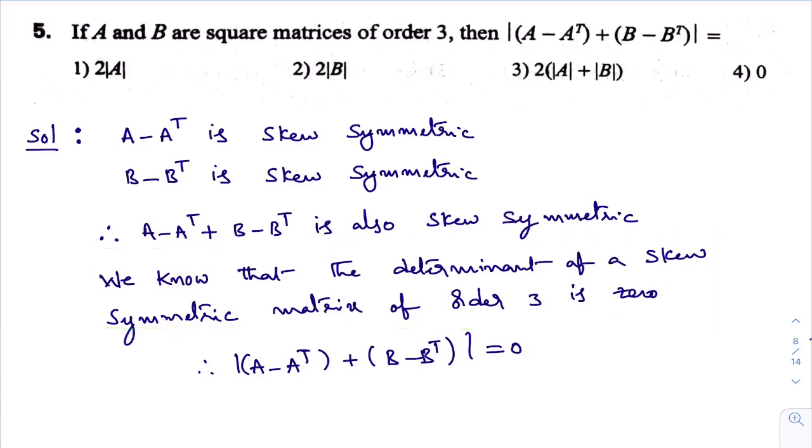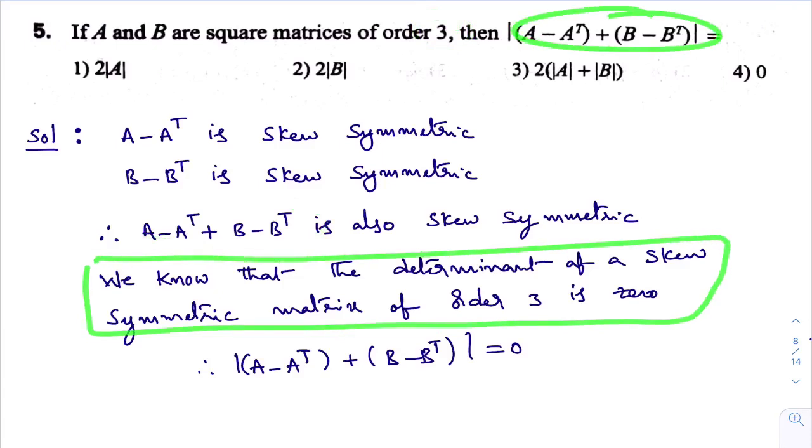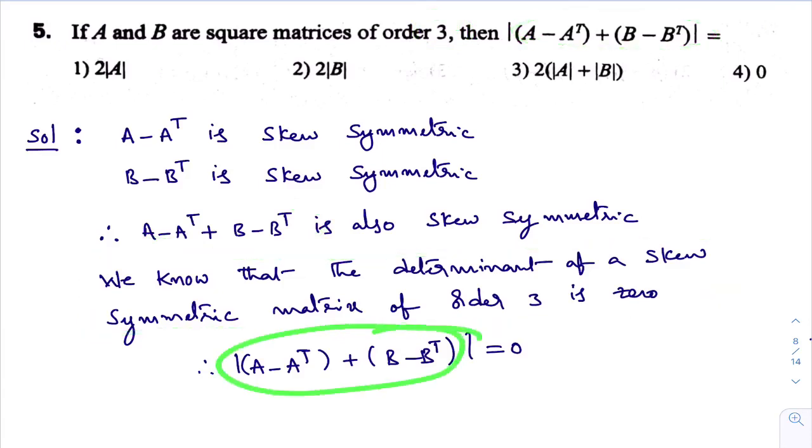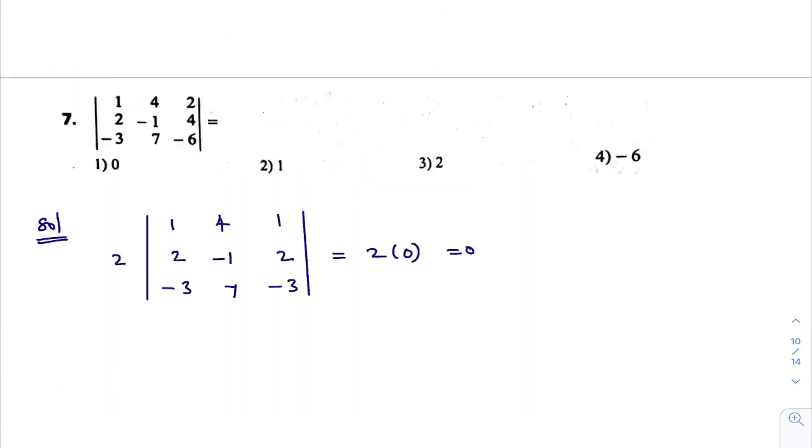Here A and B are square matrices of order 3. From that you came to know that this is a square matrix of order 3. So finally, this is a skew symmetric matrix of order 3. As per this point, the value of this determinant is 0. So what is the right option? The fourth option is the right option. Now we'll move to the next question.